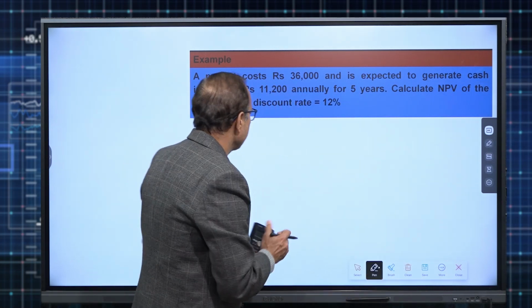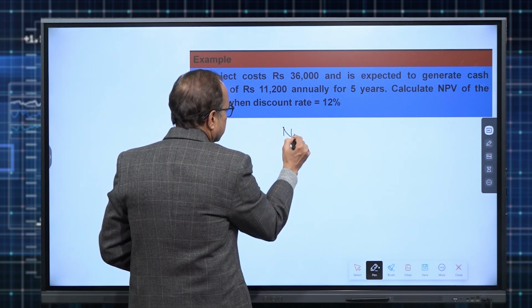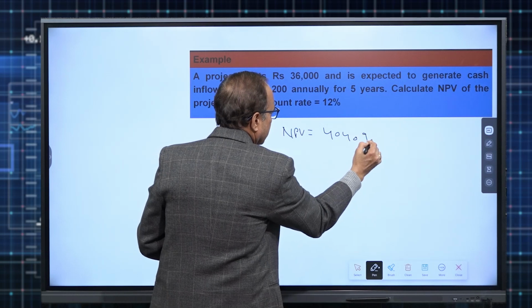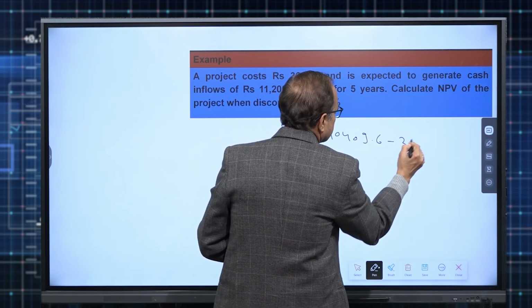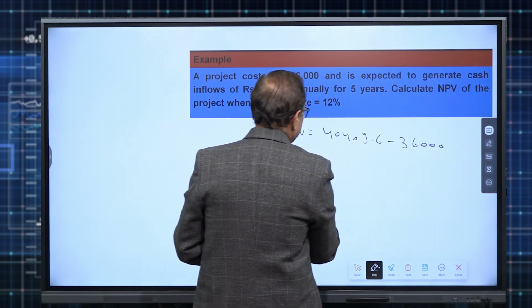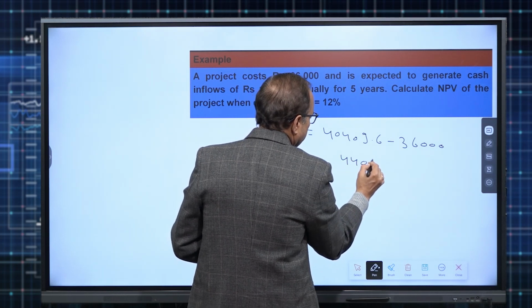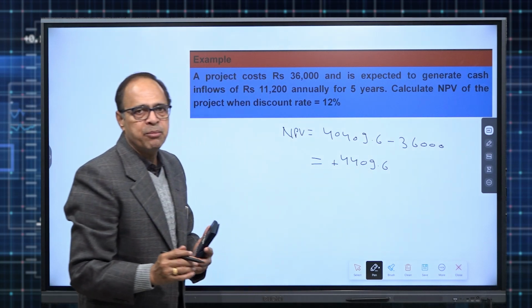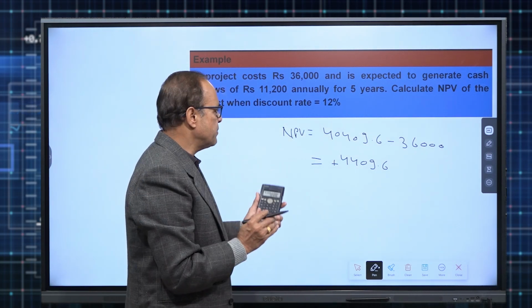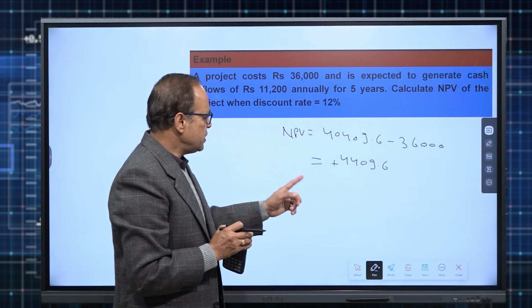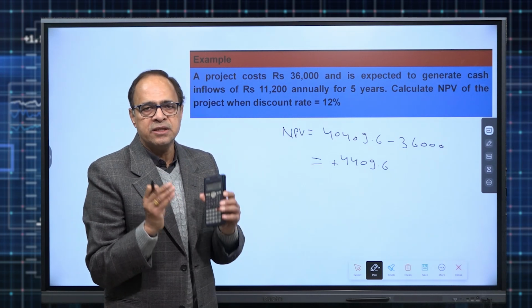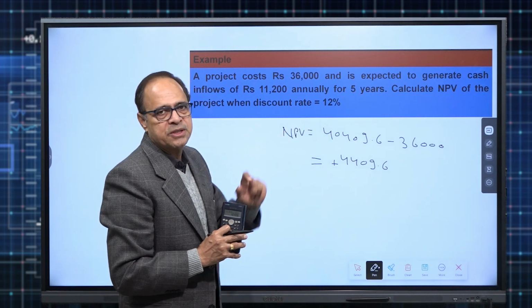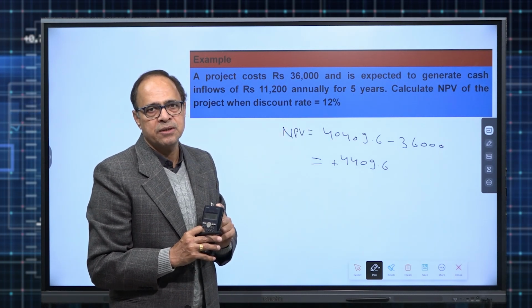So what is NPV? NPV is 40,409.6 minus 36,000, which is 4409.6. Definitely it is positive. The moment NPV is 0 or positive, we accept this project. Positive NPV simply implies if 36,000 rupees is invested in this project, return will be more than 12%.